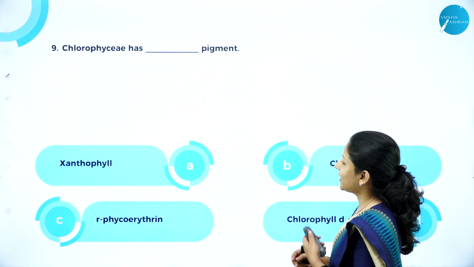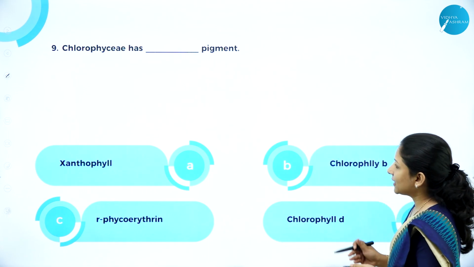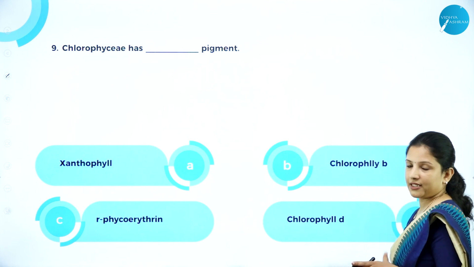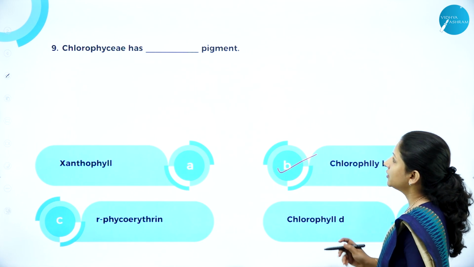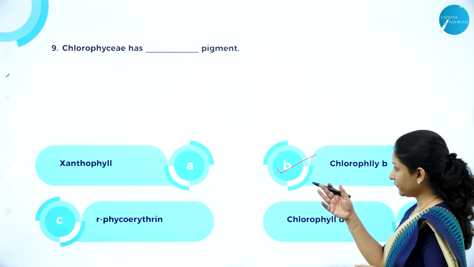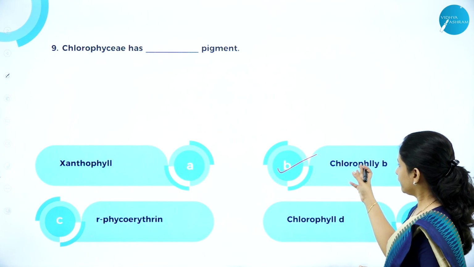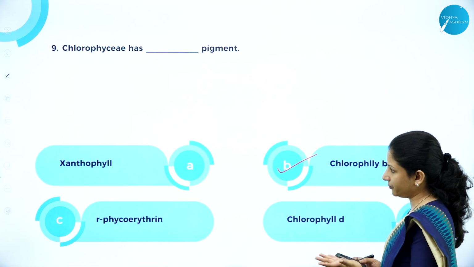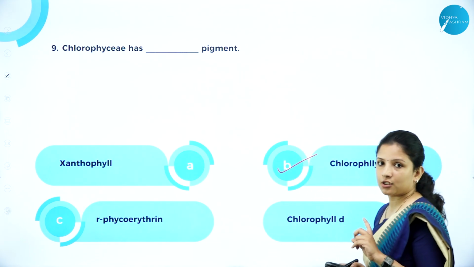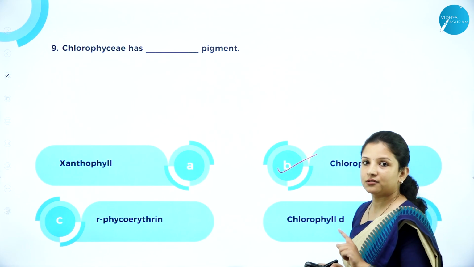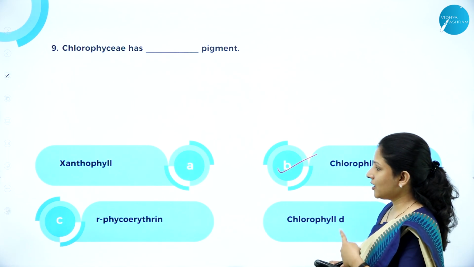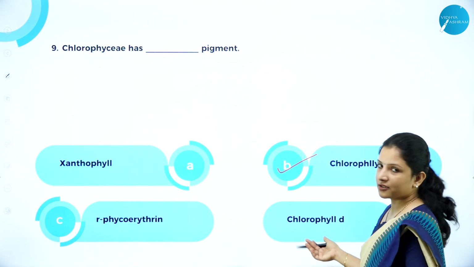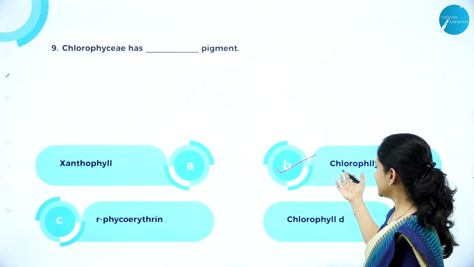Okay, next. Chlorophyceae has dash pigment. Does it have xanthophyll, phycoerythrin, chlorophyll B or chlorophyll D? The right answer here is chlorophyll B. It can have chlorophyll A also, but chlorophyll A is not given as an option. Chlorophyll B is given, so you have to choose it because it has both chlorophyll A and chlorophyll B. Xanthophyll, no. It is the brown algae, that is Phaeophyceae, that has xanthophyll. Phycoerythrin is present in red algae, that is Rhodophyceae. Chlorophyll D is not there in any of them. So therefore the answer is chlorophyll B.